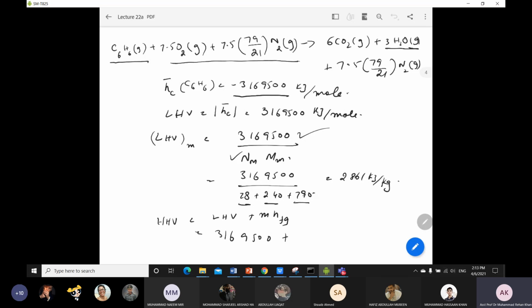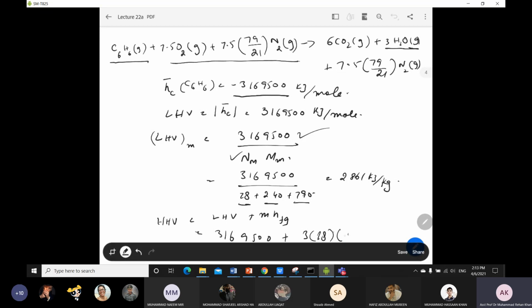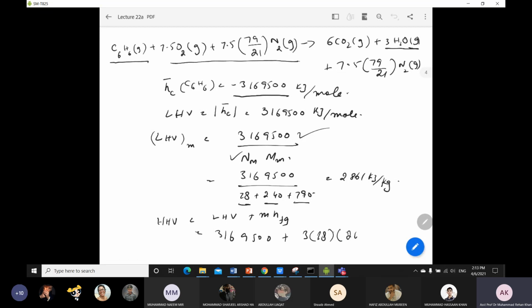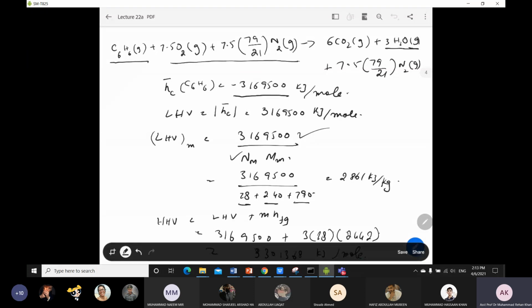So 3169500 plus mass of H2O in the product side, so 3 into H2O, you have to just calculate the molar mass, into latent heat of vaporization. You can easily go to the thermodynamic table and find the value, which is 244, and you will get the value, which is 3301368 kilojoule per mole. Okay, so again it is in kilojoule per mole, so we have to find the heating value for the mixture in kilojoule per kg.